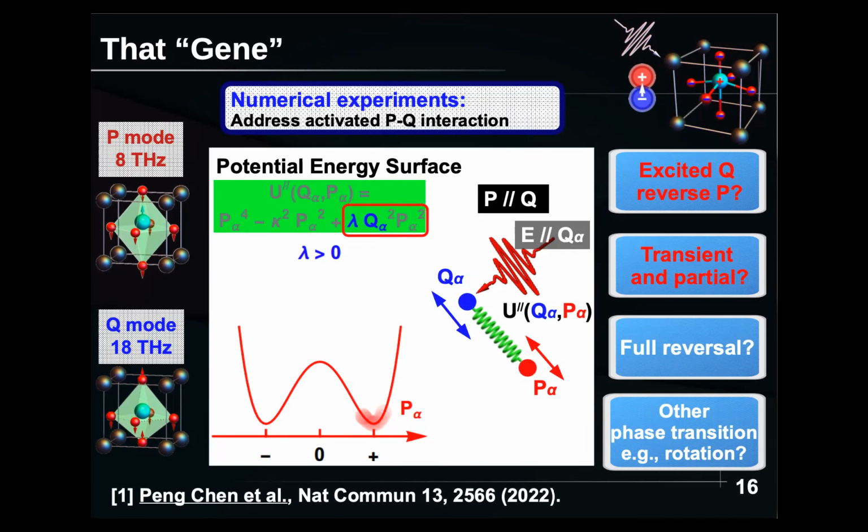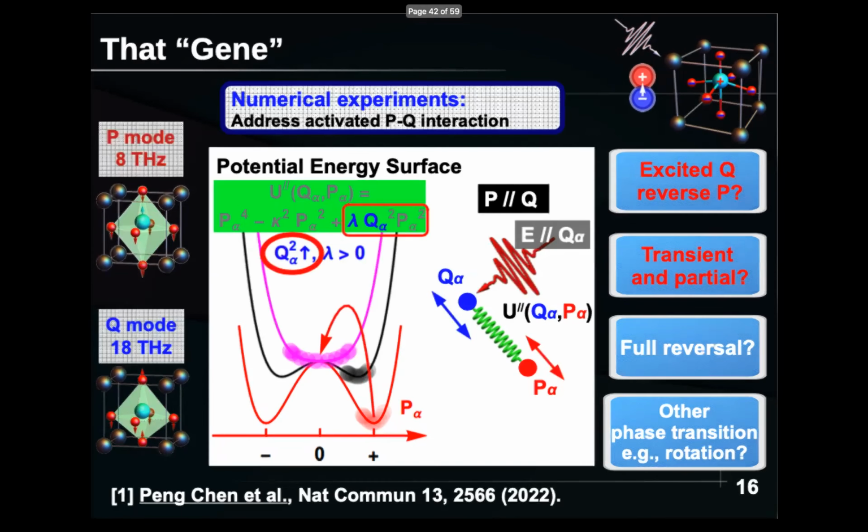So when the laser pulse is applied, since it is resonant with the Q modes, Q squared increases dramatically. This means this double well potential will become shallower. And if the laser pulse is strong enough, this double well potential could even become a single well potential, and the P modes start to oscillate in here. And there is a chance that the P modes go to the opposite direction, without being fully reversed, and then oscillate back. Then the laser pulse dies out, and the P modes recover back to their initial orientation.